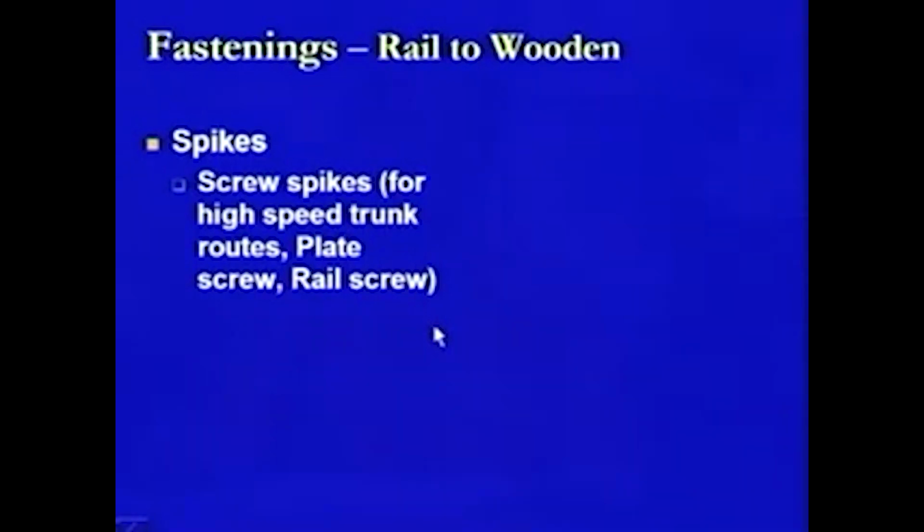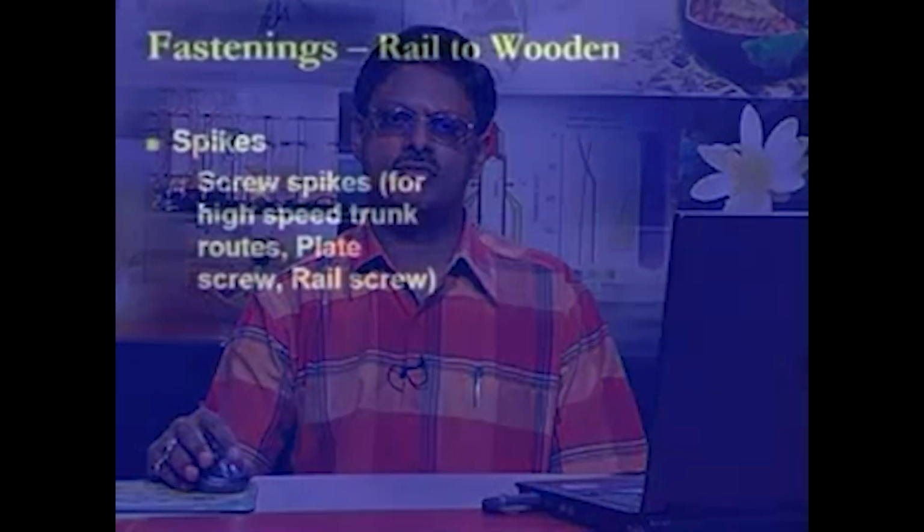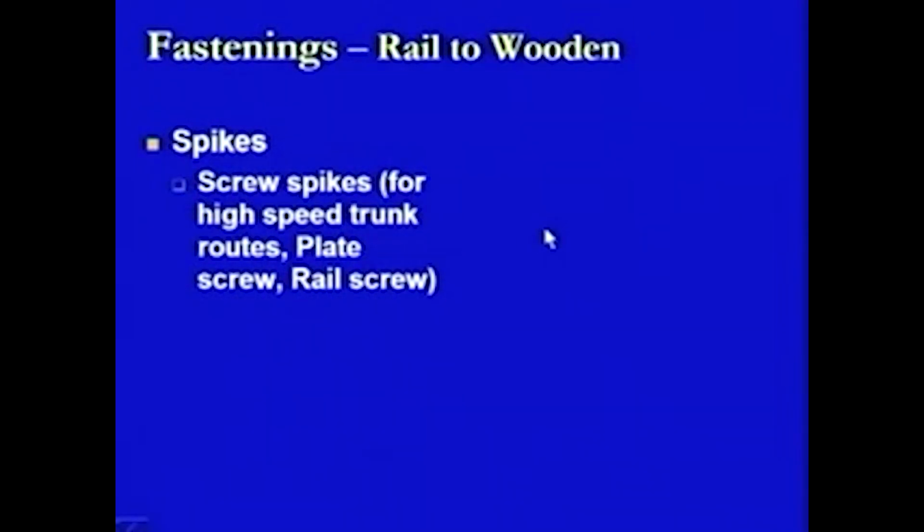What happens in the previous type of the spikes which we have seen so far is that with the jerks or with the loads which are being transmitted through them, slowly and slowly they start getting loosened out. In that sense, if we are using those types of spikes on the high speed trunk routes, then the periodical maintenance requirement increases. So, instead of those types of spikes, we use screw spikes, and because of the screwing nature, they have a tendency to remain in position, and they do not get loosened out again and again.